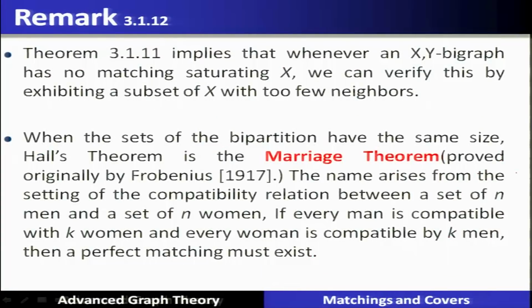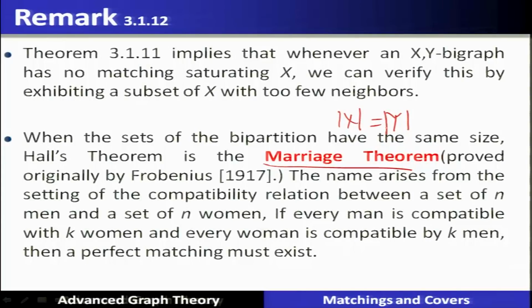Remark: the theorem implies that whenever an XY bigraph has no matching saturating X, we can verify this by exhibiting a subset of X with too few neighbors on the other side. That means violation of Hall's condition is good enough to prove that there is no matching saturating X. When the two sets of the bipartition have the same size, Hall's theorem is called the marriage theorem. That means when |X| = |Y|, this particular theorem is called the marriage theorem.